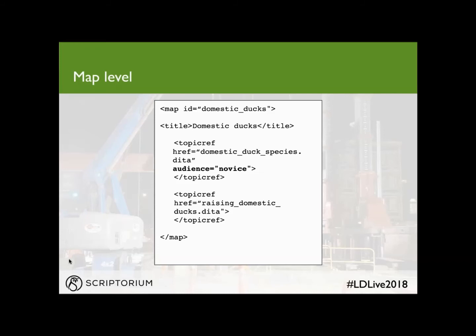So in this case, we have a map and it has two topic refs. And the first topic is only appropriate for a novice audience. So what we've done is added the metadata audience equals novice to this topic ref. And then when we're generating output for expert users, that topic will be omitted.